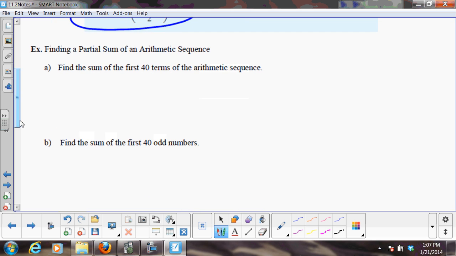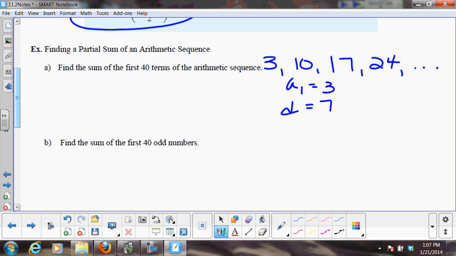So if we want to find the sum of the first 40 terms of an arithmetic sequence, which I didn't list for you, okay, here it is. 3, 10, 17, 24, dot, dot, dot. It's funny that that's not on there. Okay, so we're going to write a formula. Our first term is 3. Our d is 7.